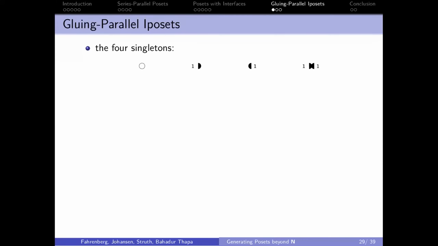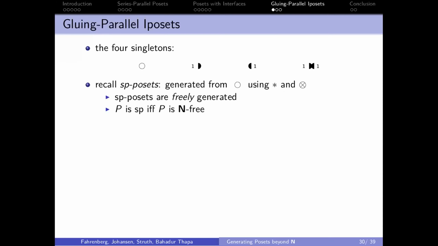Now, gluing parallel iposets. We want to somewhat mirror what people did with series parallel posets. The first difference is that we have 4 singletons instead of 1. The singletons still only have 1 point, which is why they are called singletons, obviously, but the point might have no interface, or it might have a starting interface or a terminating interface. So altogether, there are 4 of them.